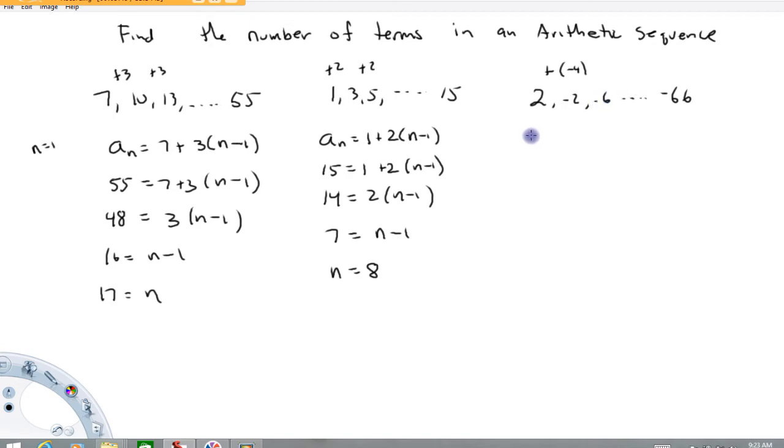All right, so our a sub n. You always start with your starting value plus the difference times the n minus 1. Again, this is true starting at n equals 1. This value here is going to be negative 66 on the last term.